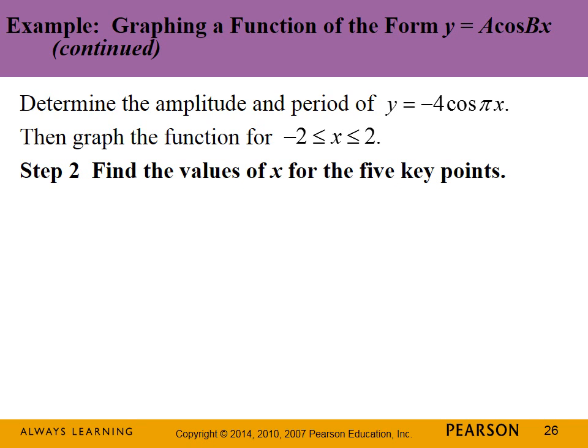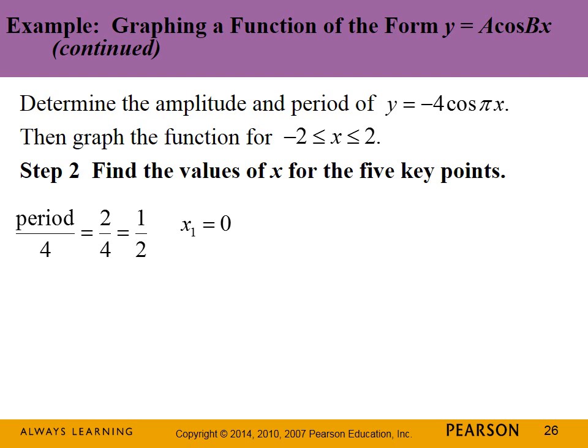Okay, now we're going to find the values of x for the 5 key points. We're going to start by setting what's inside the cosine function equal to 0 to get the starting value, and that's going to give us x equals 0.